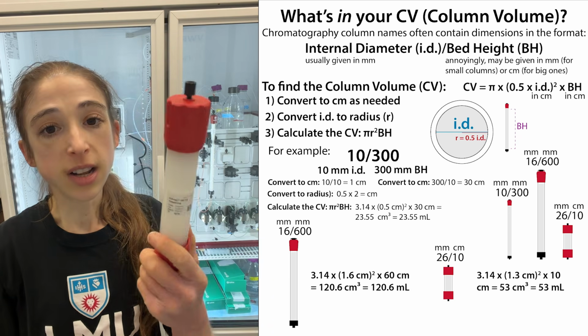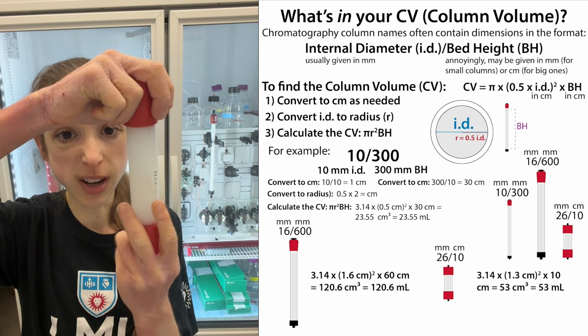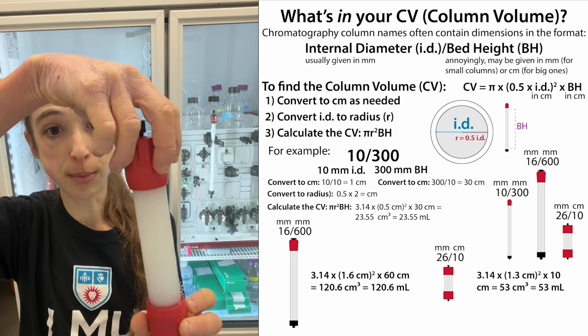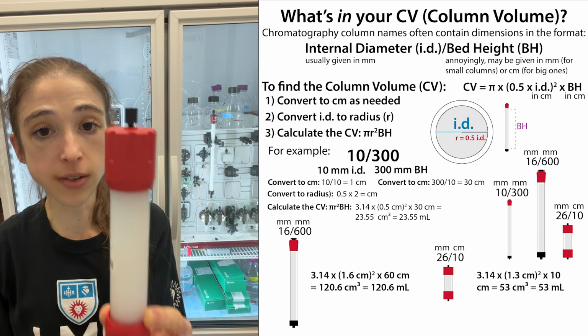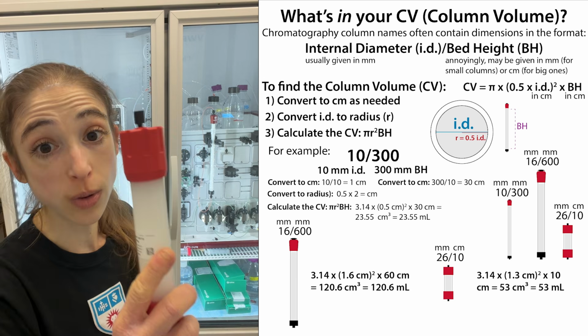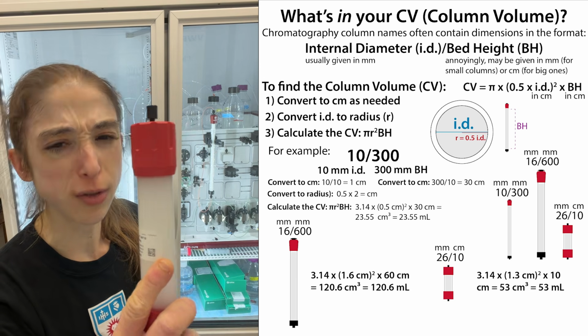This big old dude is short and fat, which is what you want for a desalting column, and it is going to end up being 53 mLs. So even though it looks smaller than this guy, it actually holds more volume, about twice as much.